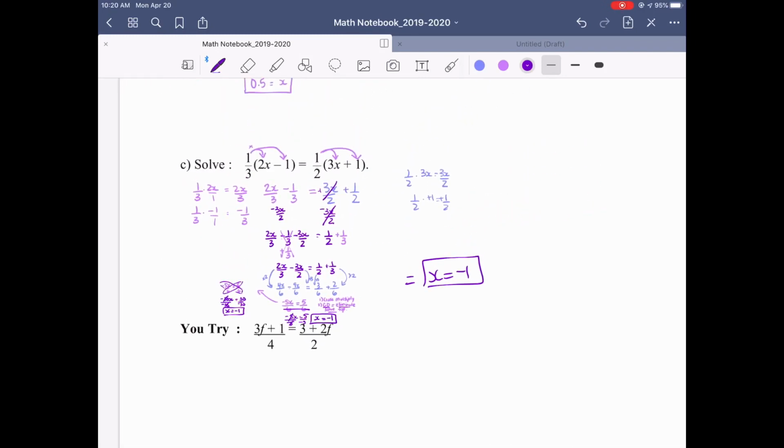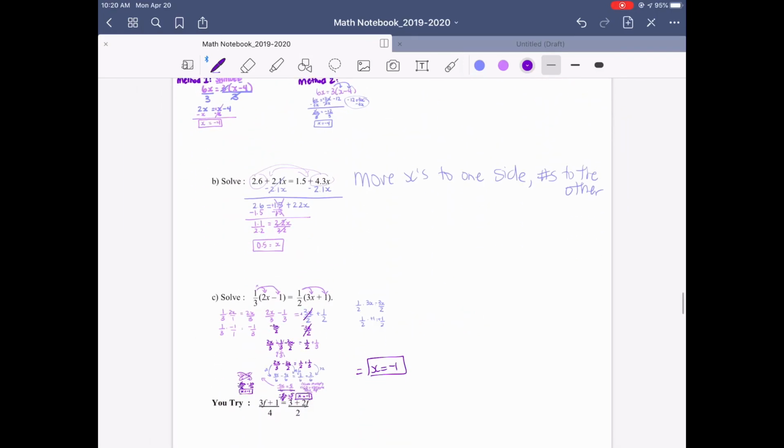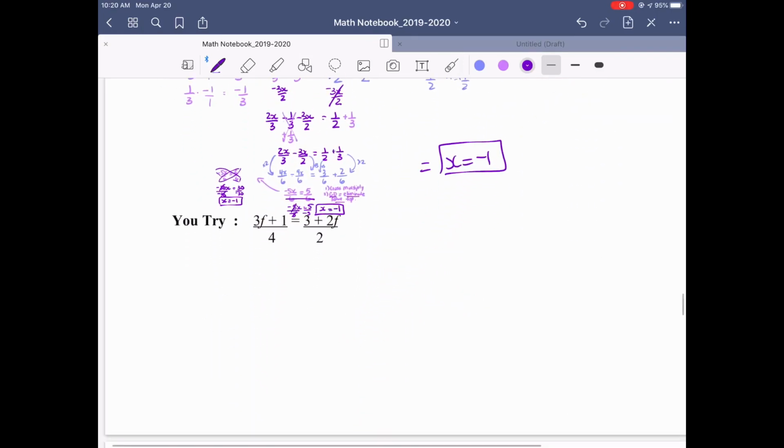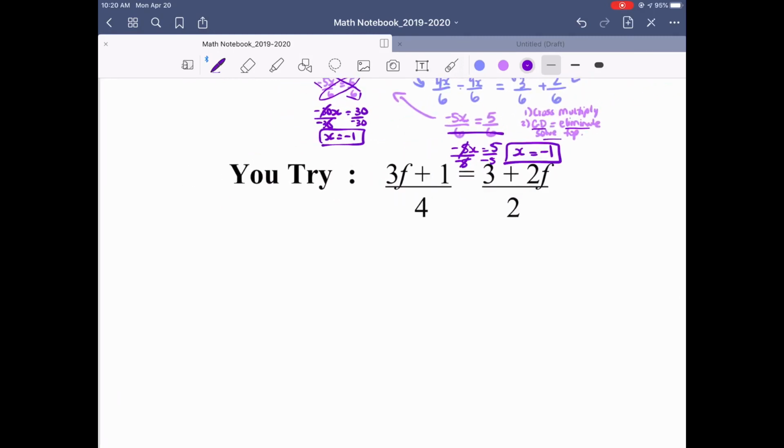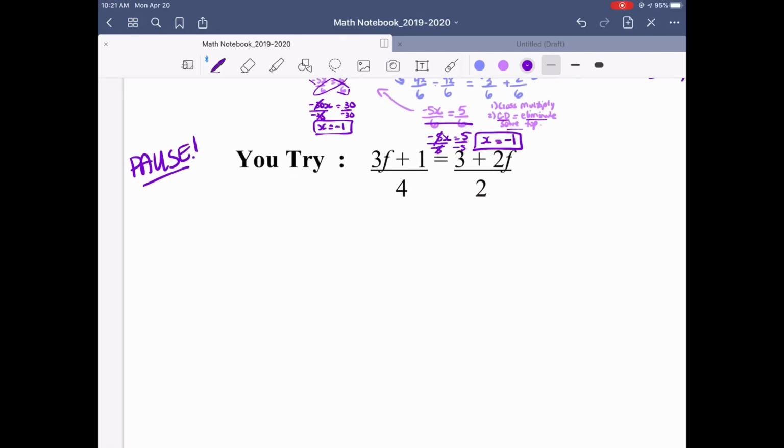So it's a lot of work, you guys, to answer one question. That's why 8.4 is a little bit more complicated than 8.3, 8.2, and 8.1. So what I want you guys to do is pause the video and try out this problem on your own and then come back and check if you got the right answer.